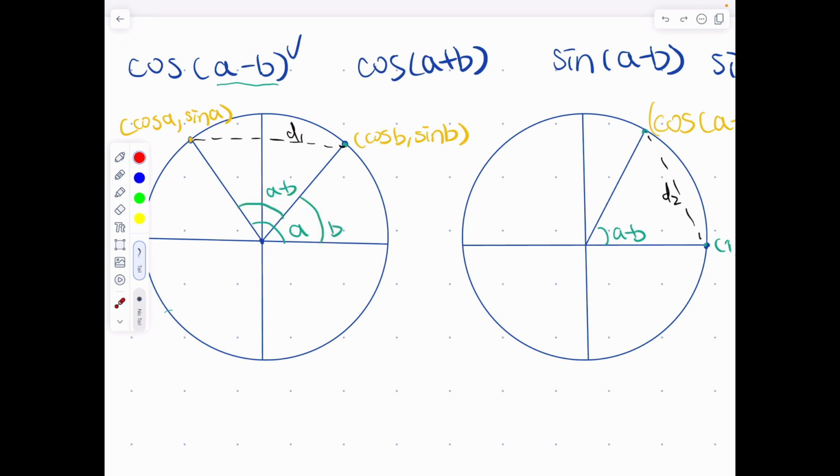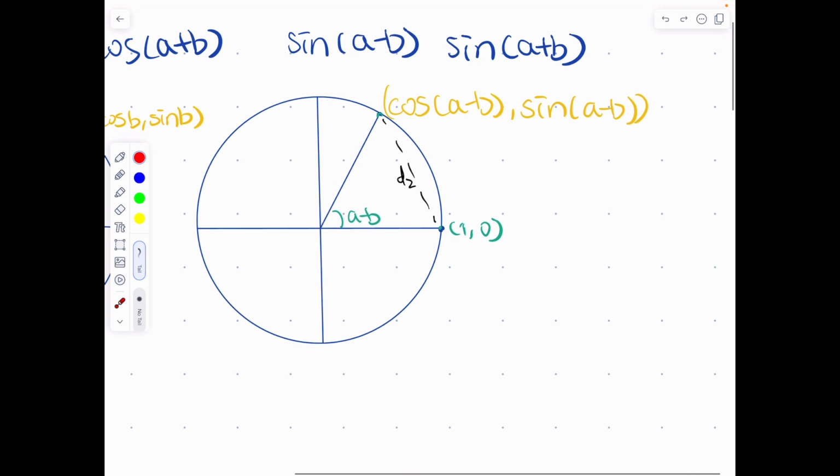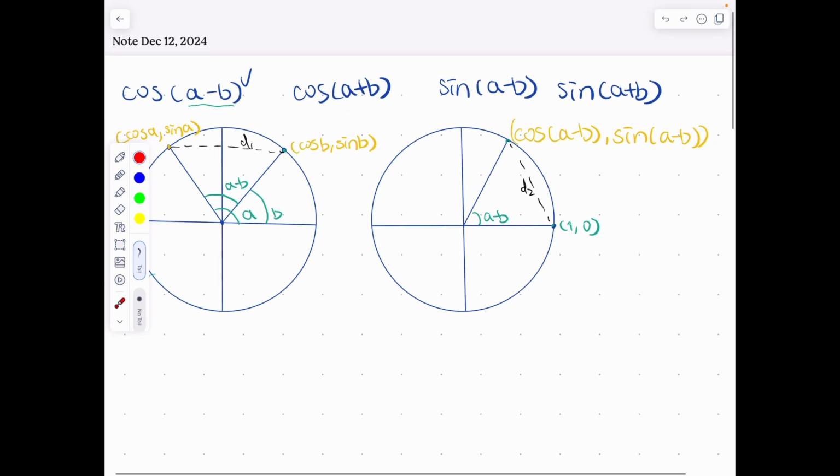Okay, so what is this point? This point is cosine of b, sine of b, right? Because this is based on b, and this will be cosine of a, sine of a. And then we can look here. If we transform the a minus b to the x-axis, we can see that this is a minus b, so that will be cosine of a minus b, and that will be sine of a minus b. And this point will be 1, 0.